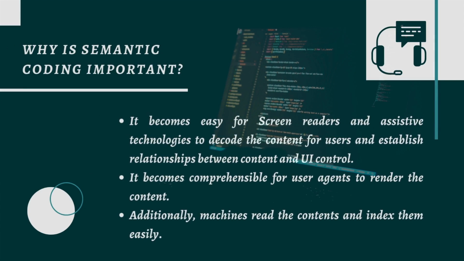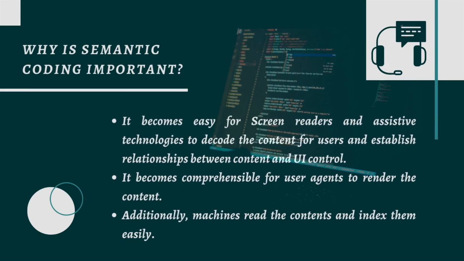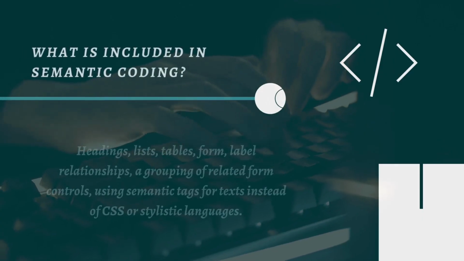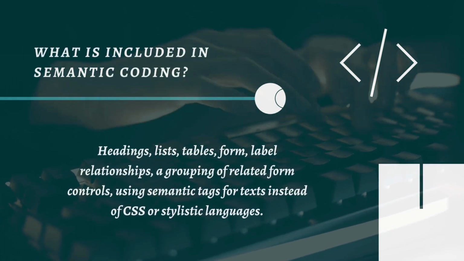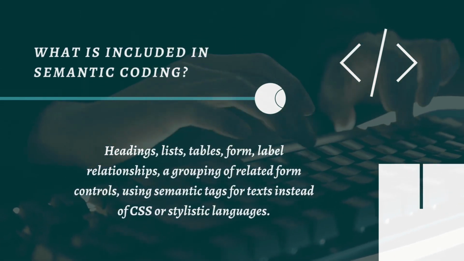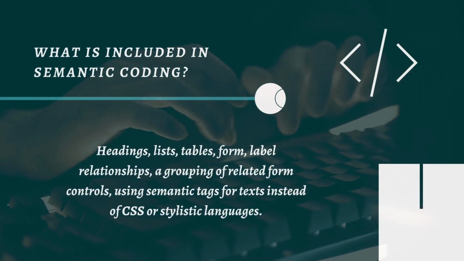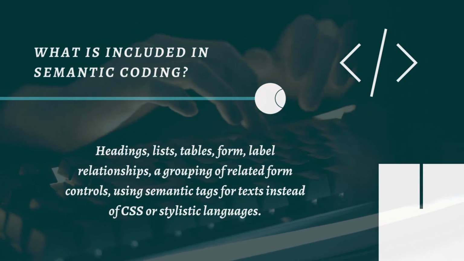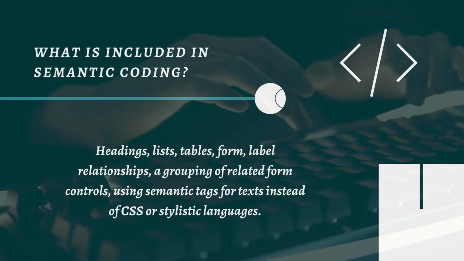Well, it becomes easy for screen readers and assistive technologies to decode the content for users and establish relationships between content and UI control. It becomes comprehensible for user agents to render the content. Additionally, machines read the contents and index them easily. Now, let's learn about what is included in semantic coding. Headings, lists, tables, form label relationships, a grouping of related form controls, using semantic tags for text instead of CSS or stylus languages.